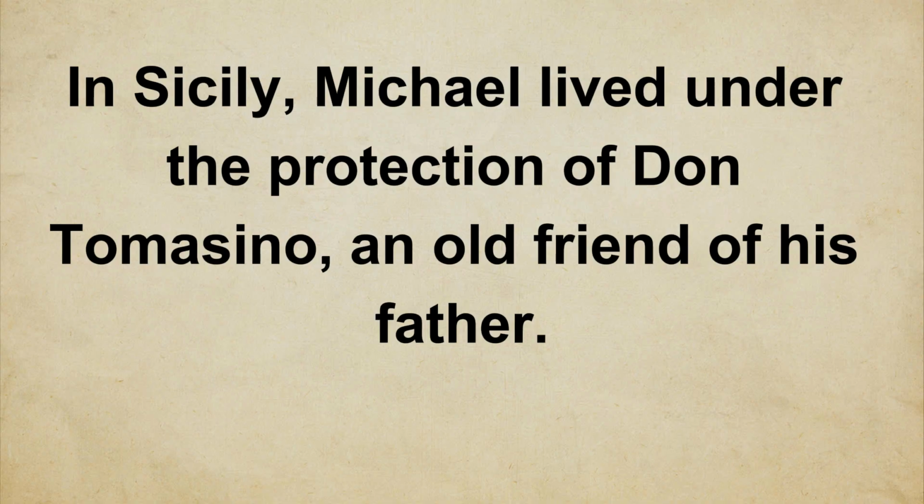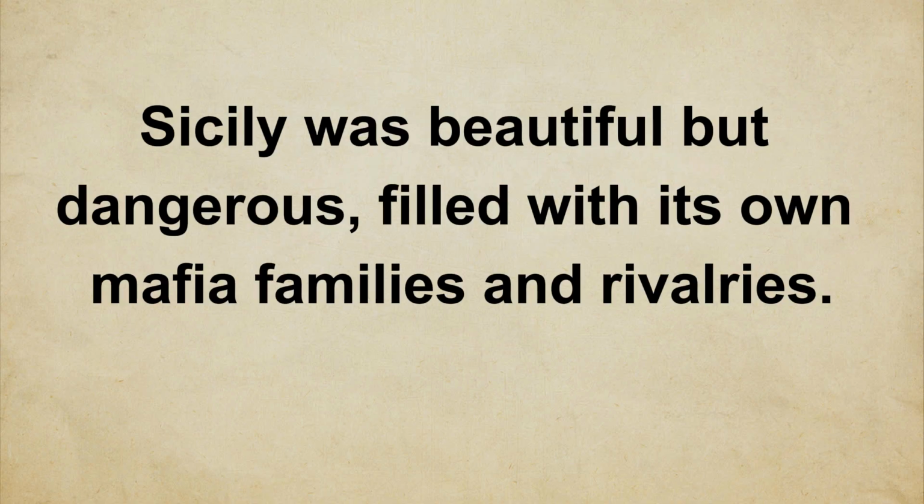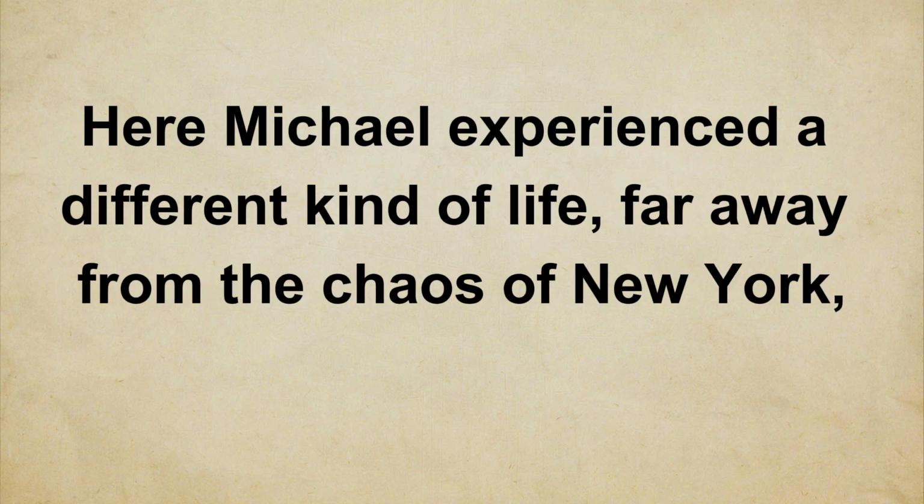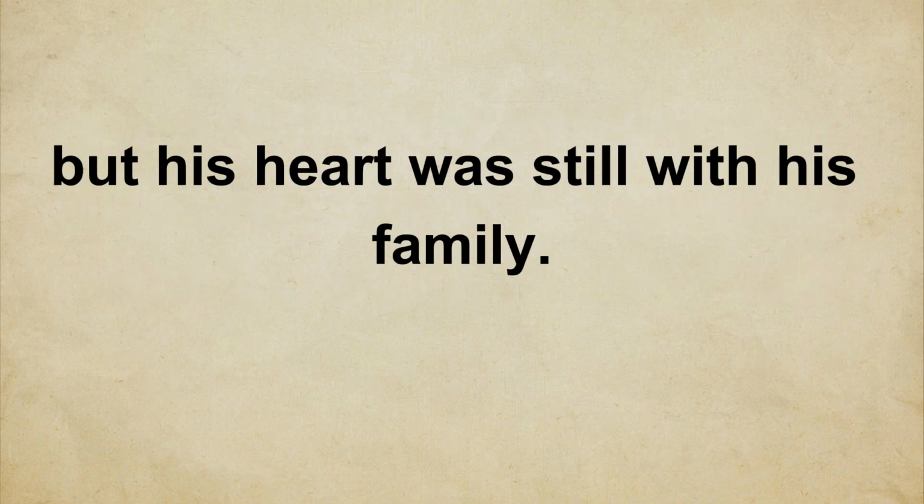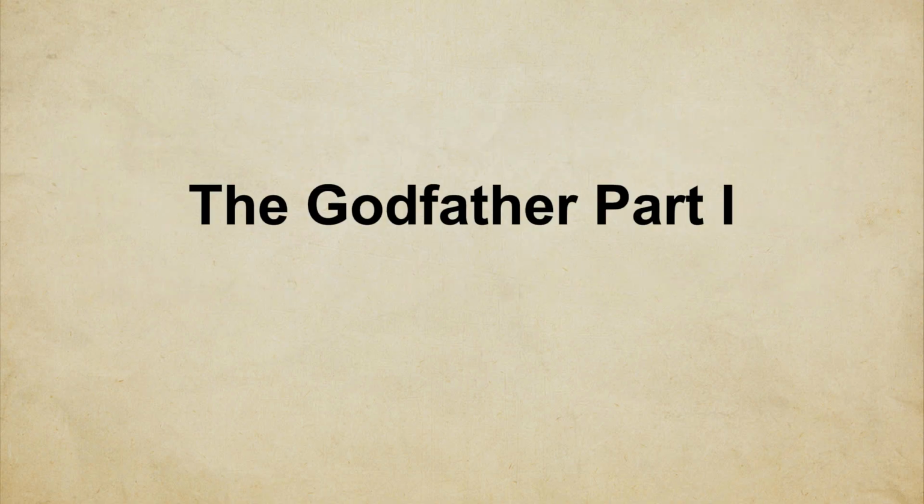In Sicily, Michael lived under the protection of Don Tomasino, an old friend of his father. Sicily was beautiful but dangerous, filled with its own mafia families and rivalries. Here, Michael experienced a different kind of life, far away from the chaos of New York, but his heart was still with his family.